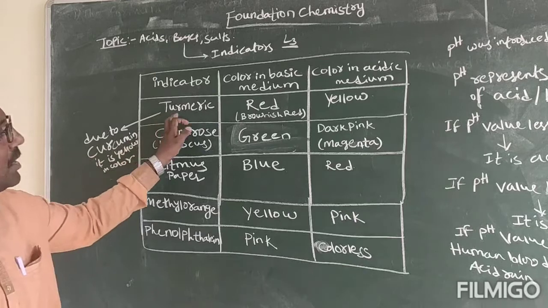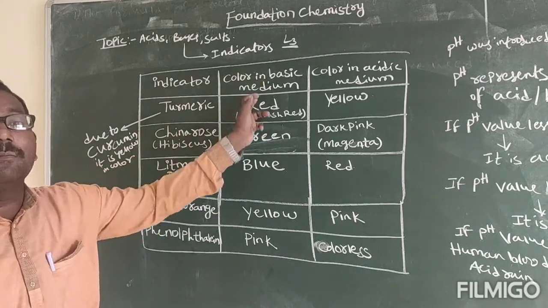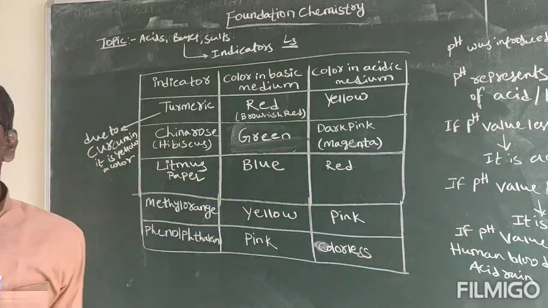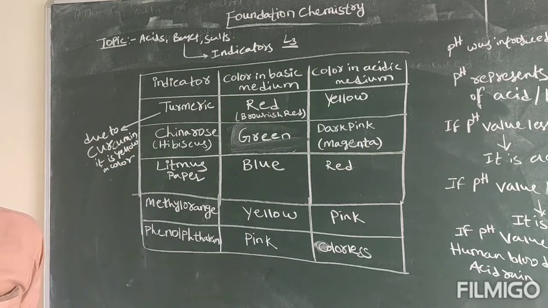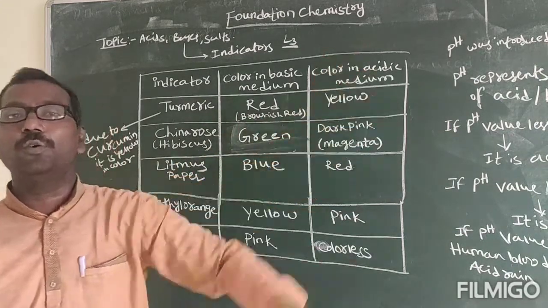Generally, turmeric changes to red when it is in a basic solution, and it will be the same in the case of an acidic solution. Meaning, this brownish red will change to yellow.